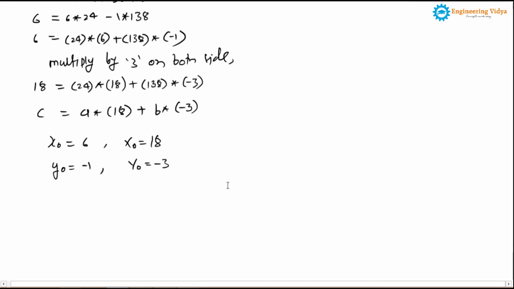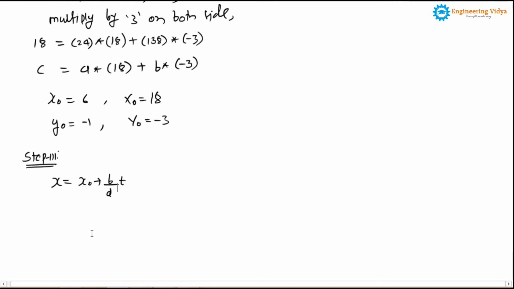Now I'll go to step number 3, where we're going to estimate the remaining things. Step number 3 says that we need to find capital X, right? To find capital X, we'll use a formula. First of all, we are going to find small x. Small x is nothing but x0 plus b by d into t. In a similar way we can estimate small y also. So small y is nothing but y0 minus a by d into t.